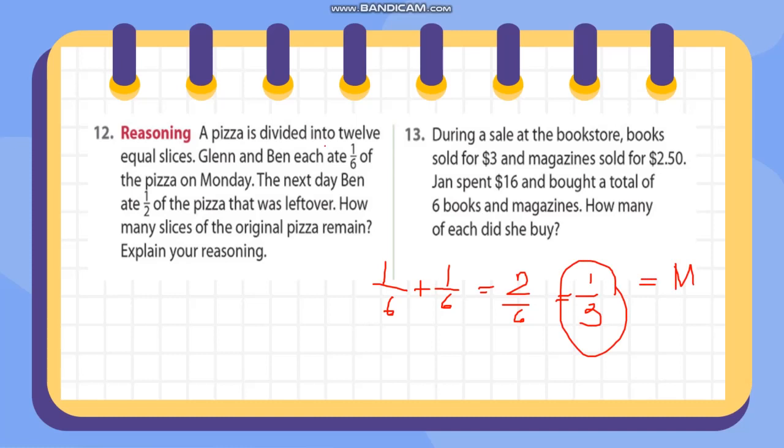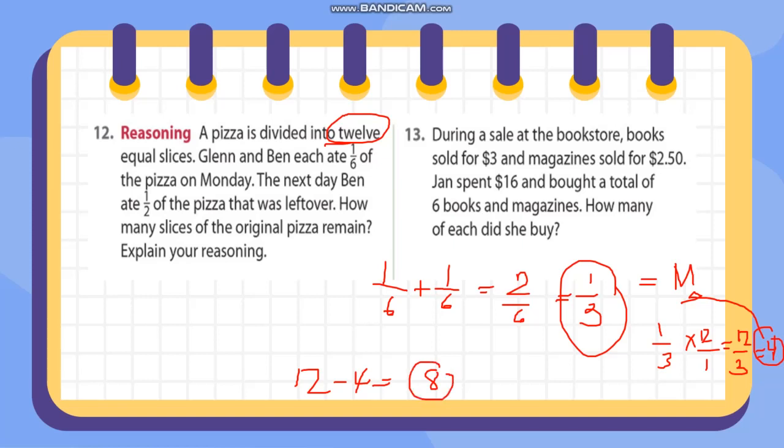So the pizza is divided into 12. What is 1/3 of 12? 1/3 multiplied by 12 is 12 over 3, which is equivalent to 4. So the 1/3 that they ate last Monday is 4 slices. Out of 12 slices, they ate 4 slices last Monday. So 12 minus 4, the remaining slices of pizza is 8.